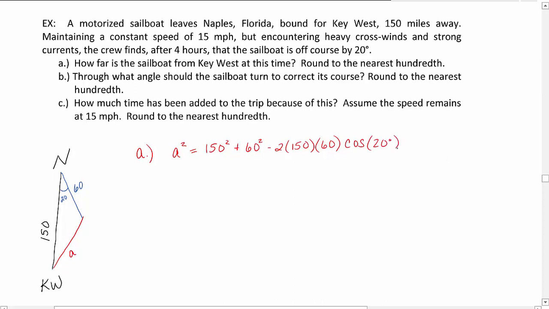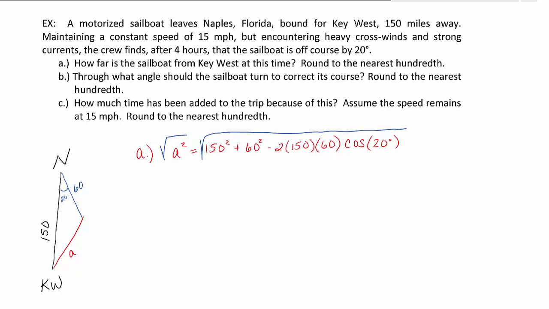You can just put this whole thing in your calculator all at once, and that'll give us A squared. So you could just go ahead and put the square root around it and then put that in your calculator all at once. Let's do that, and rounding to the nearest hundredth, we get A to be 95.84, and our unit is miles.